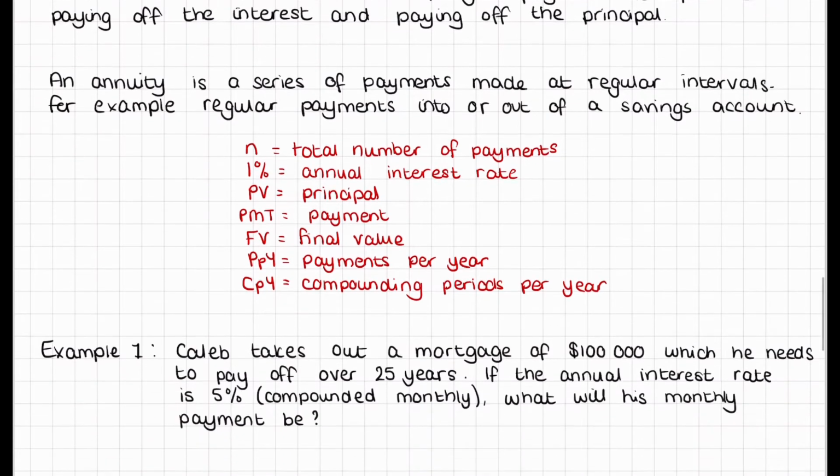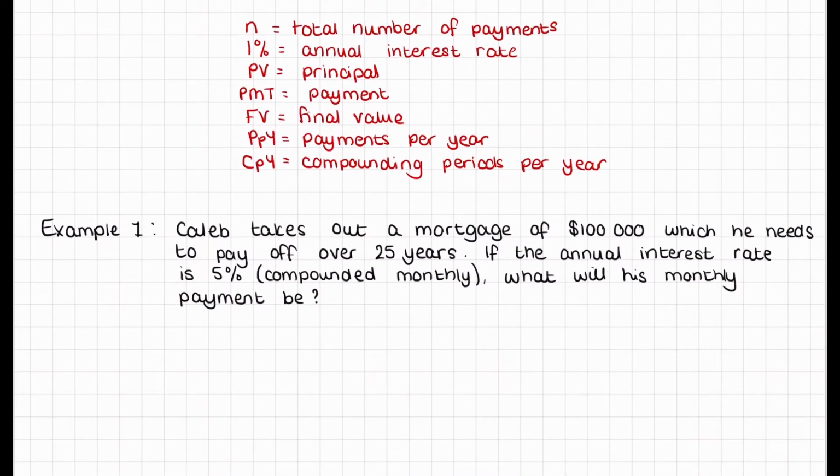Three examples to do. First example, Caleb takes out a mortgage of $100,000, which he needs to pay off over 25 years. If the annual interest rate is 5% compounded monthly, what will his monthly payment be?